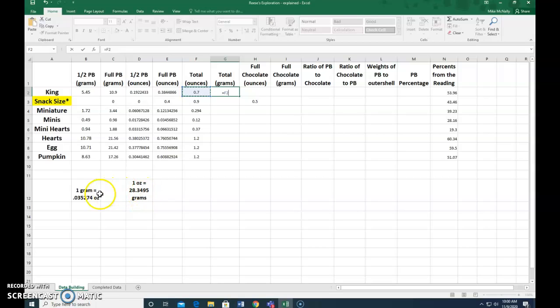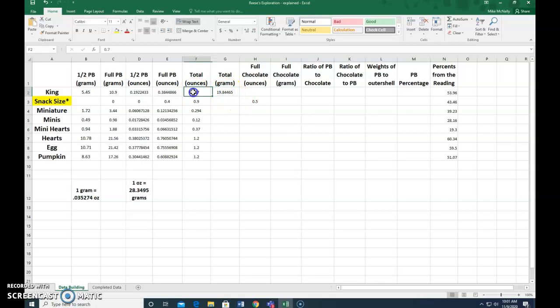How do we know which to use? Well, we can remember it, but we can also use number sense and figure out, look, the gram number is going to have to be a lot bigger than the ounce number, because an ounce is a big thing and a gram is a little thing, and so this is going to be bigger. So remember, the multiplication is the asterisk above the 8, and we're going to say times 28.3495. And so that's telling us that 0.7 ounces equals 19.844.